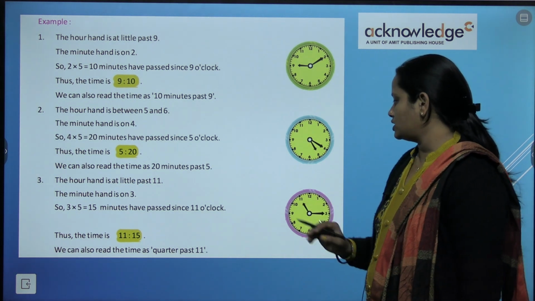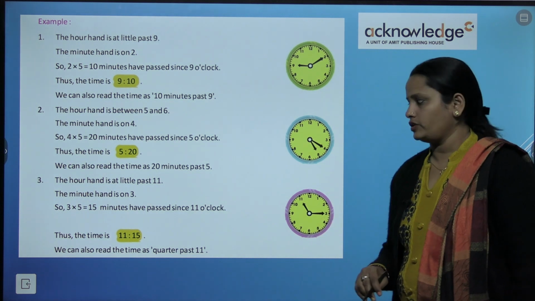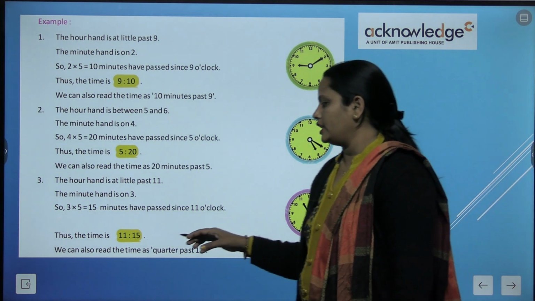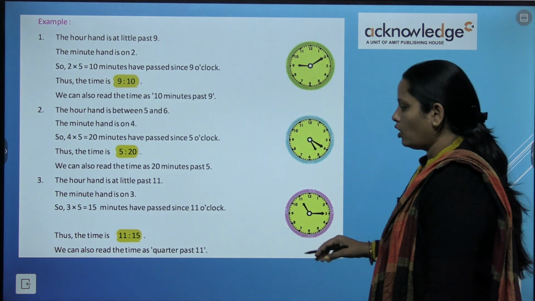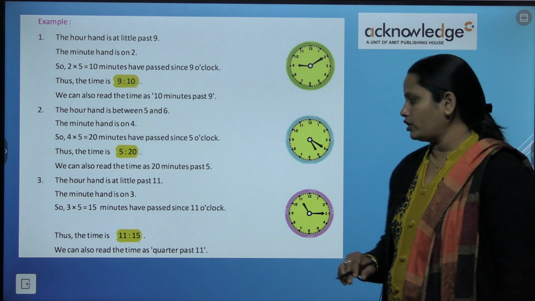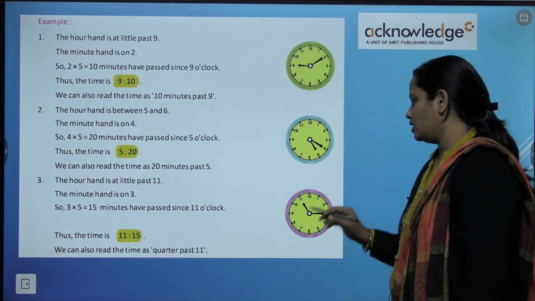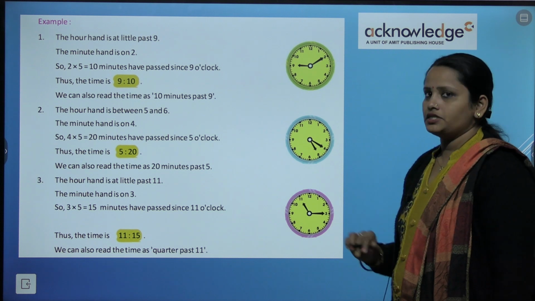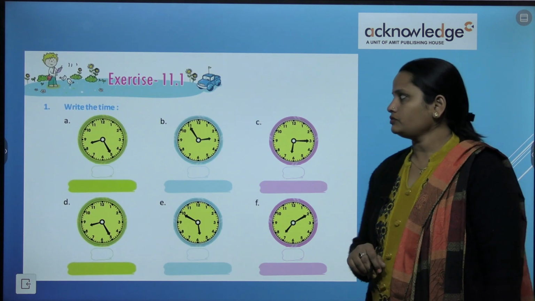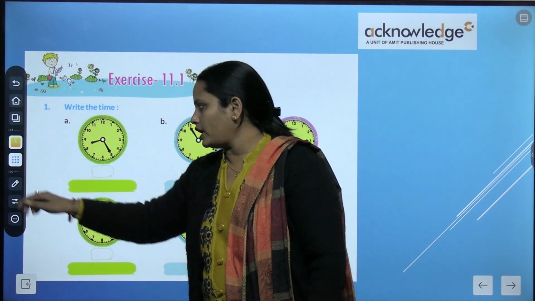Next clock you can see smaller is at 11 and the bigger one is at 3. So हम इसे पढ़ सकते हैं 11:15. और हम क्वार्टर पास्ट 11 भी पढ़ सकते हैं. क्वार्टर मीन्स 12 से 3 तक एक क्वार्टर हो जाता है. तो क्वार्टर पास्ट 11. So now let's move on to exercise 11.1.